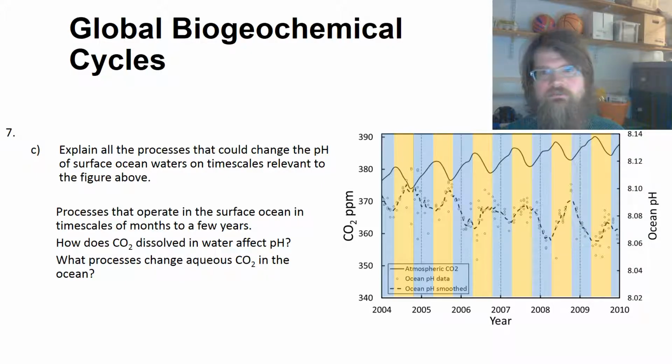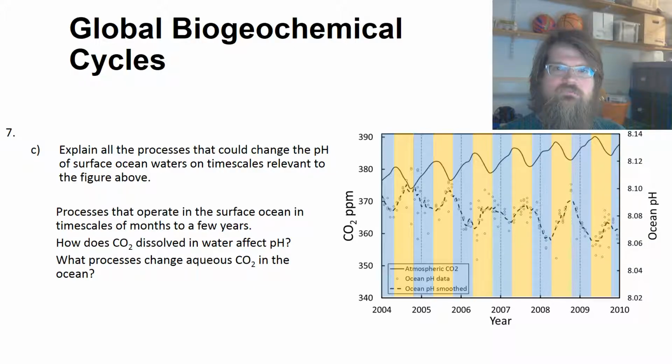So we could rewrite our question before we jump into answers. We're really focusing in on these short-term changes, less than a few years. So we could start to think about what those processes might be. We could say, well, how does CO2 affect the water pH? And then what processes might affect the CO2 concentration?